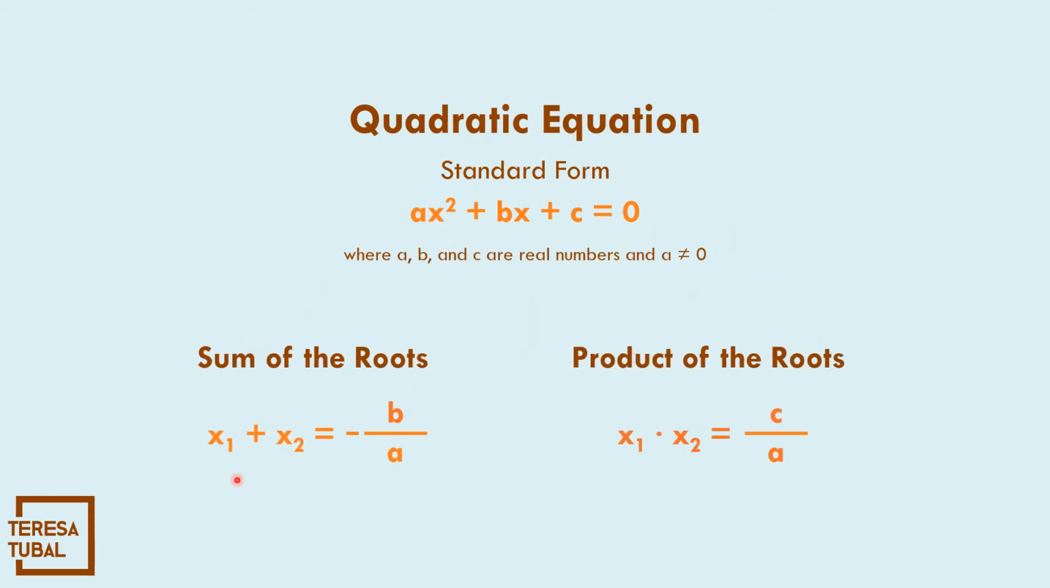The formula for the sum of the roots is negative b over a, and the product of the roots is equal to c over a. What if the given are the two roots? We may add the roots to get the sum of the roots, or we may multiply to get the product of the roots.